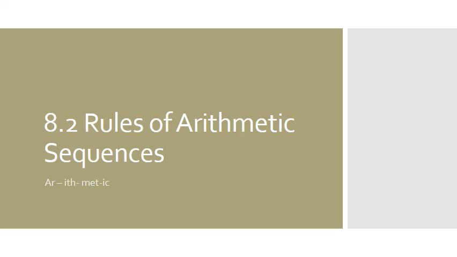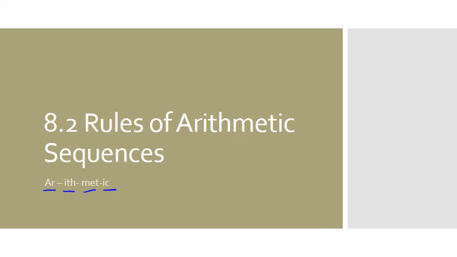Now that you know what a sequence is, now we can start writing rules of the sequences. The first thing you have to determine, though, is whether our sequence is arithmetic or geometric. Notice I said arithmetic. This is not arithmetic. That's how you're used to seeing it. Arithmetic just means adding and multiplying and subtracting.